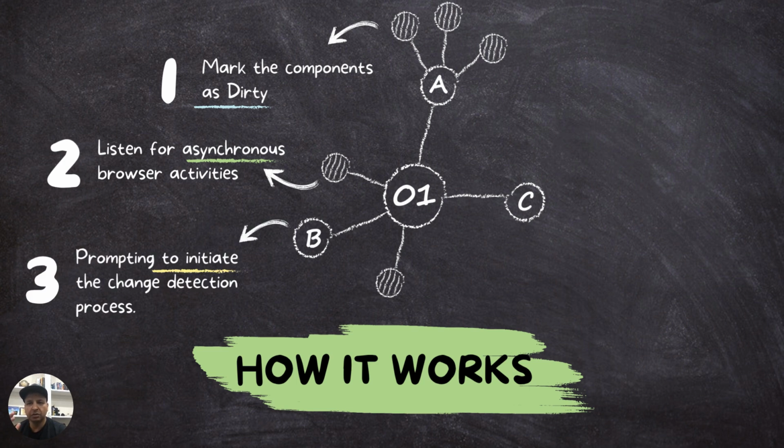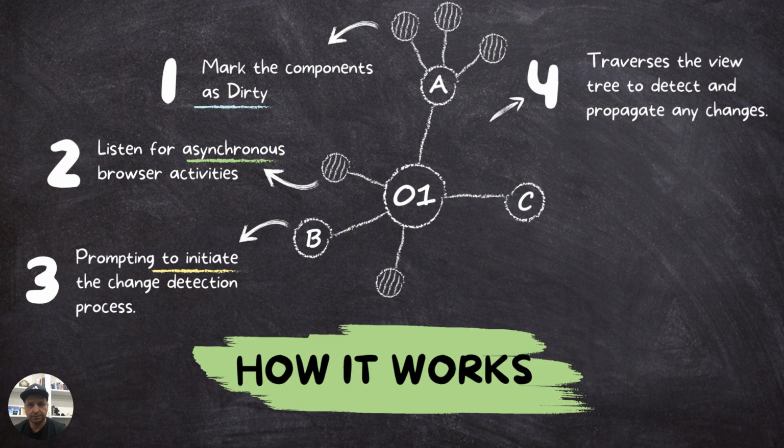So when an asynchronous event happens, ngZone prompts it to initiate the change detection process. And in that stage, Angular captures an event through the microtask observable and traverses the view tree to detect and propagate any changes.